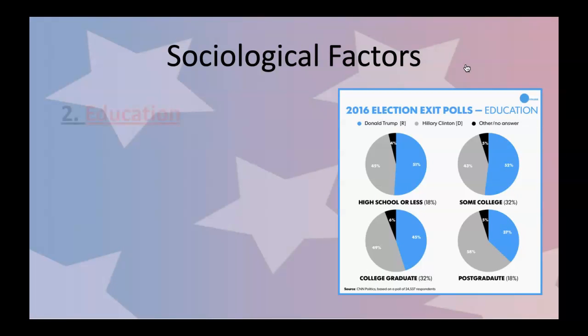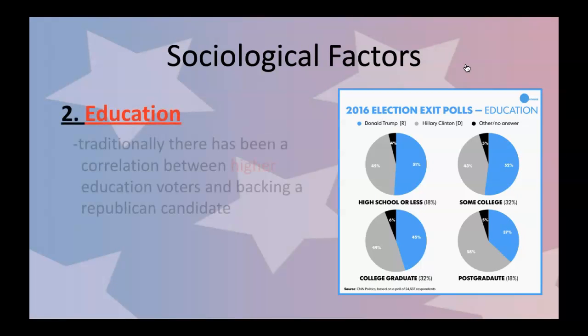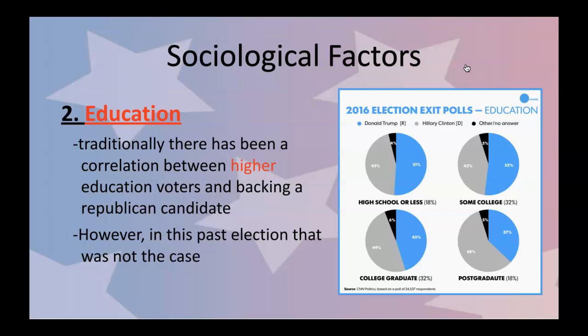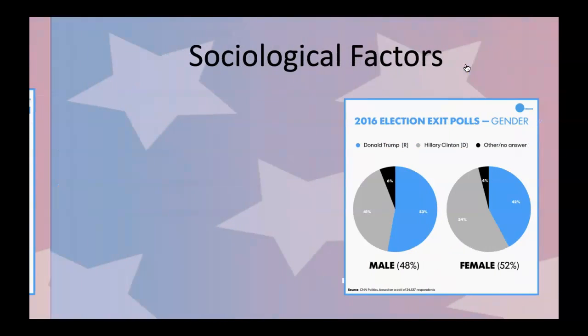On another sociological aspect, let's focus on education. Traditionally, there has been a correlation between higher education voters and backing a Republican candidate. So for example, if a person were to go to school for a law degree and therefore make nicer money, they might be more inclined to vote Republican. However, in the past election that just happened, this was not necessarily the case. Certain people who had higher degrees, say in fields of academia, voted Democrat rather than Republican.